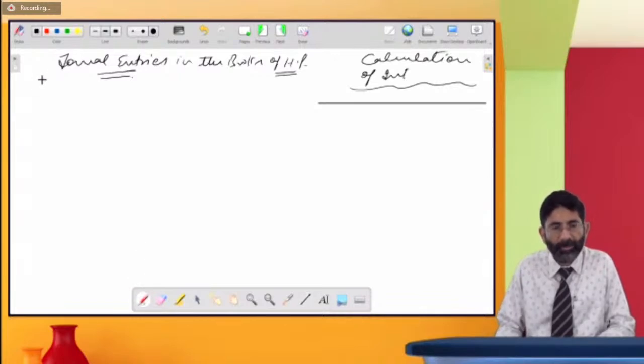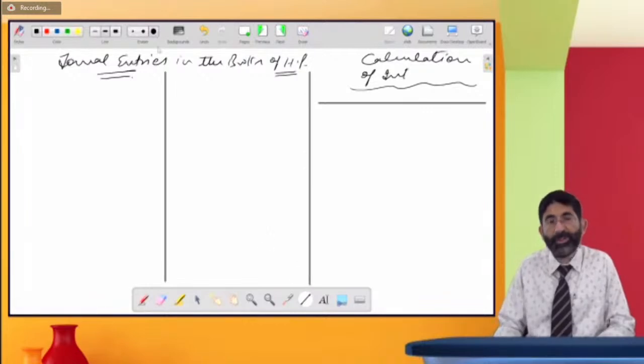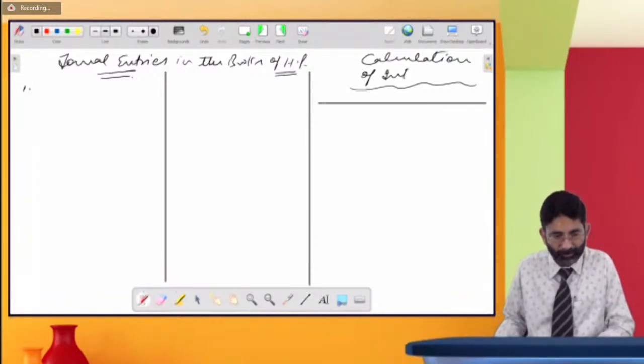So the first entry will be... Presentation is very good in your module, so for this you will have to check only the module. Here we are just trying to understand the concept. We have purchased an asset, a pickup van. So the entry will be pickup van account debit 1 lakh, to FM 1 lakh.